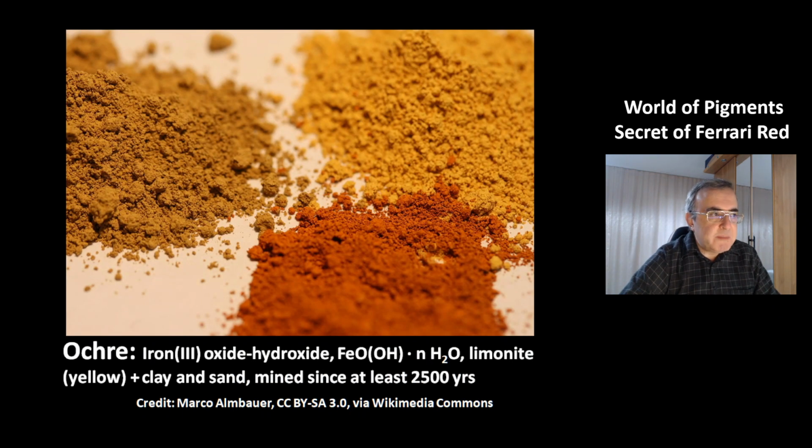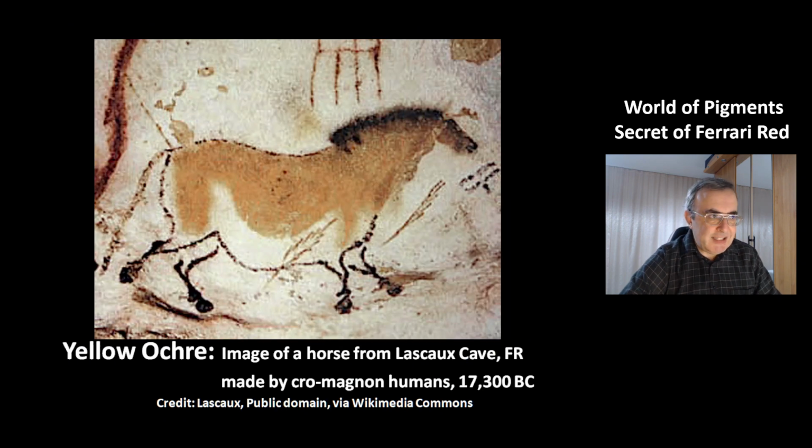This is ochre. It's iron 3 oxide hydroxide. It's also called limonite. Its basic color is yellow, and with clay and sand you can make different colors like orange and brown. Ochre has been mined for at least 2,500 years. This is an image of a horse from Lascaux caves in France. It is made with yellow ochre by Cro-Magnon humans 17,300 years before Christ.